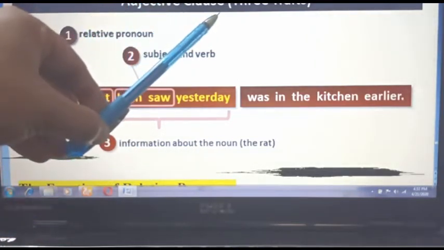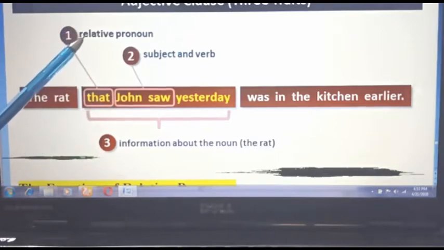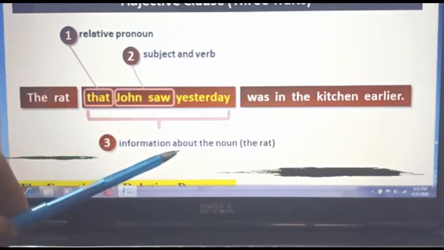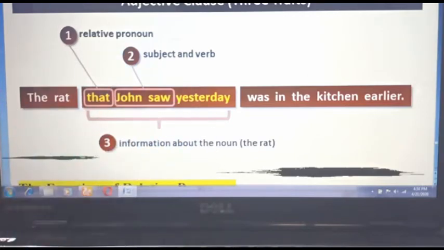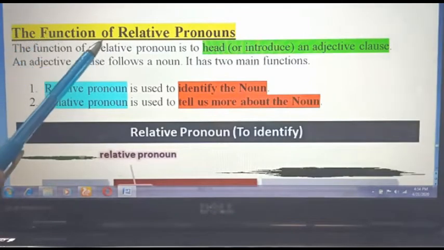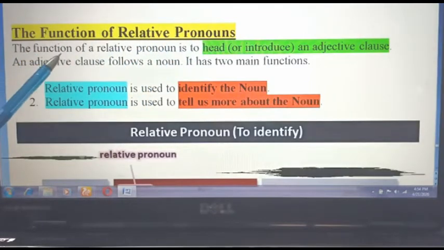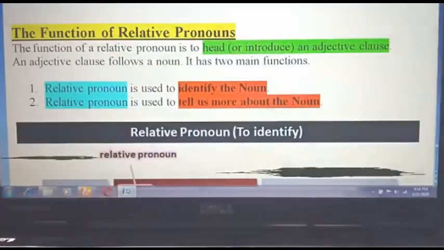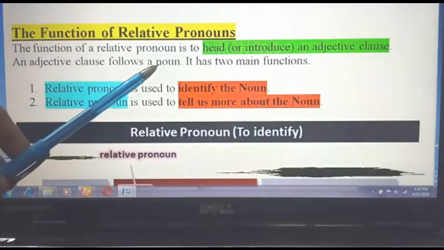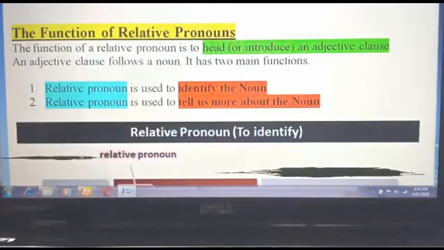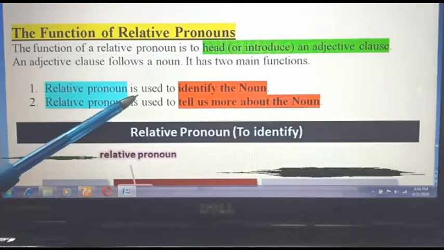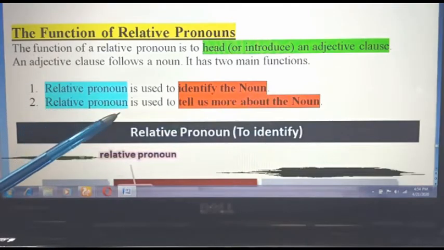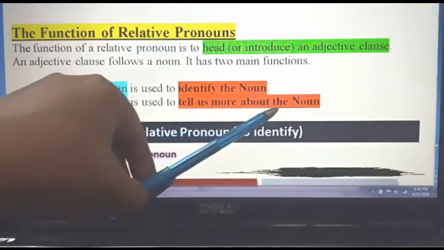What is an adjective clause? It is headed by a relative pronoun, has a subject and verb, and tells us something about the noun. The functions of relative pronouns. The function of a relative pronoun is to head or introduce an adjective clause. An adjective clause follows a noun. It has two main functions. Number 1. A relative pronoun is used to identify the noun. Number 2. A relative pronoun is used to tell us more about the noun.